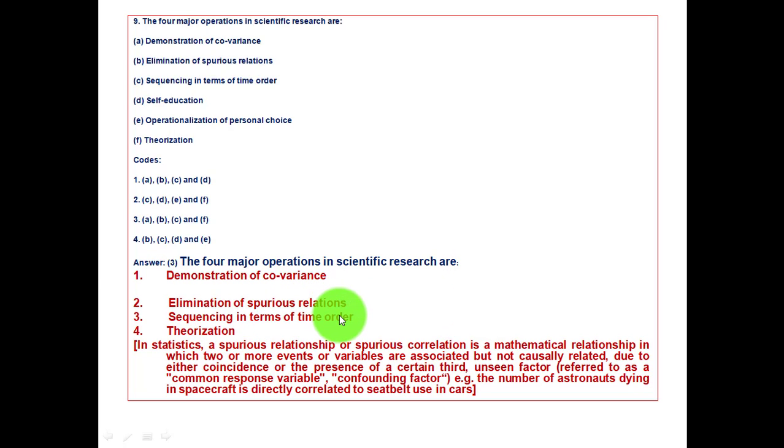Sequencing in terms of time order is obviously very important. You need to sequence the terms with respect to time stamps. Okay, then theorization: after doing this experiment and the scientific research, you need to theorize those findings. So demonstration of covariance, elimination of spurious relations, sequencing in terms of time order, and theorization. So these come under option 3. Option 3 is A, B, C, and F. So option 3 is the correct answer.